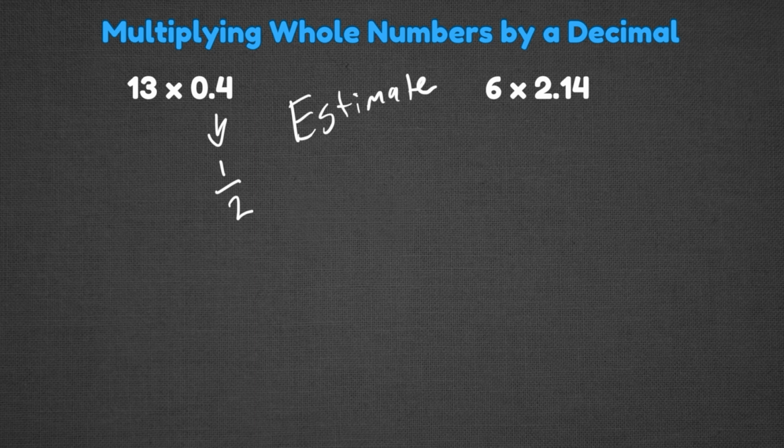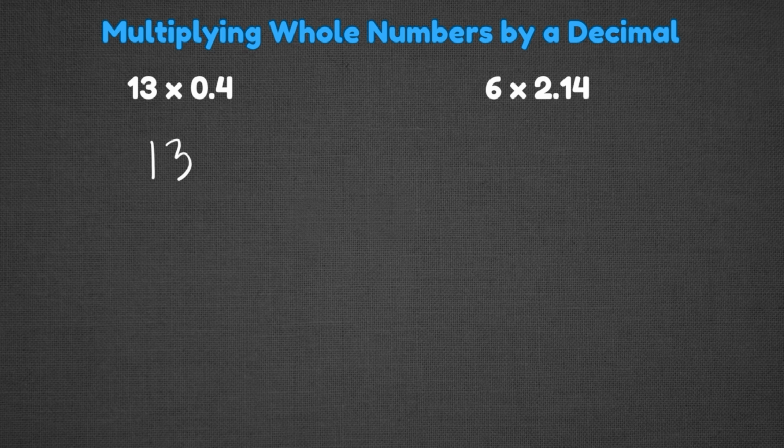If we look at the one on the right, we see it's 6 times 2.14, which would be a little bigger than 12. So we want to make sure that our answers are in the ballpark of our estimate. And that will help as we try to figure out what to do with these decimals. The first thing to do is to set up the problem. And so I'm going to set up the problem, just stack it the way that I see it.